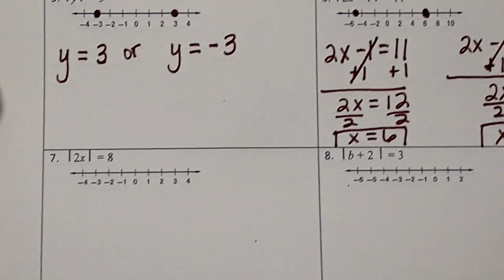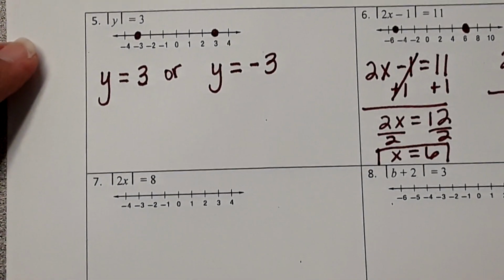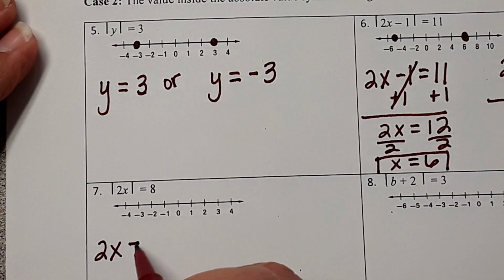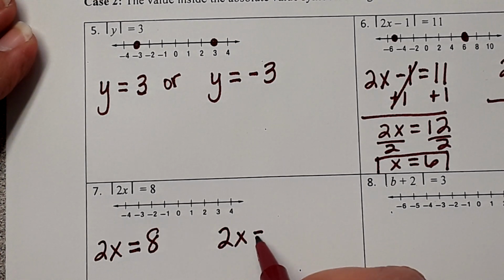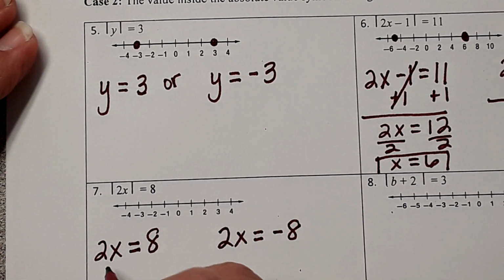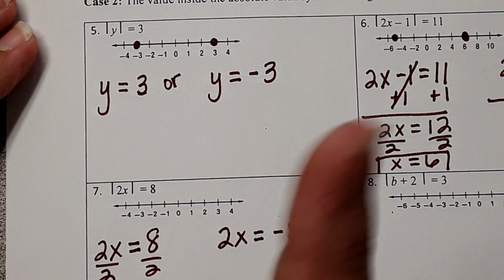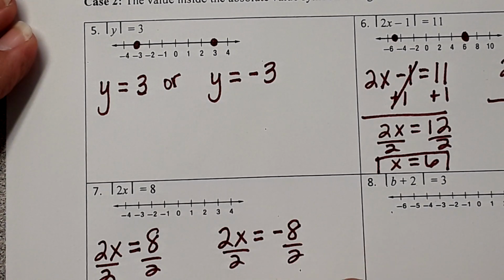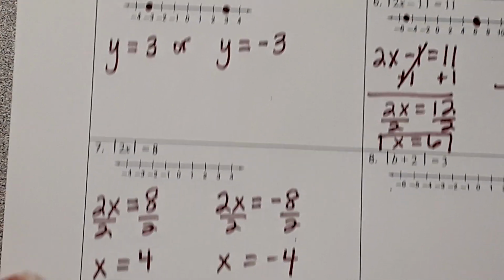Okay, so let's do number 7. Number 7's a lot like number 5. We're going to write 2x equals 8, and then we're going to write 2x equals negative 8, and then we're going to solve. You get 4. What do you get? You get 4, yep, and negative 4. Those are my favorite. I love when they're the same.